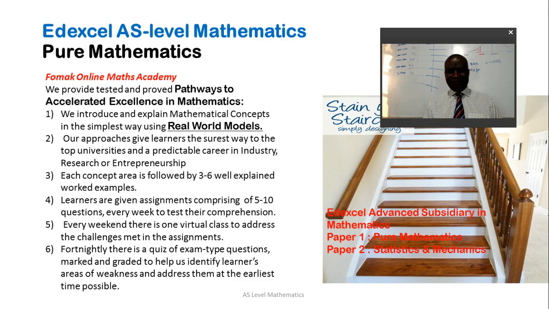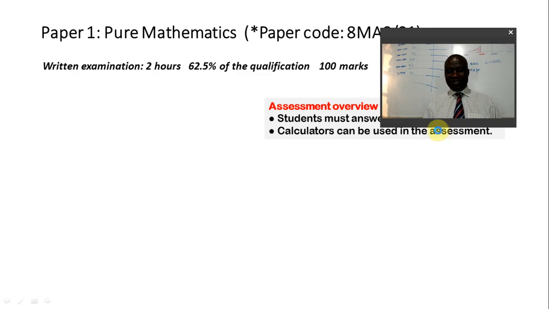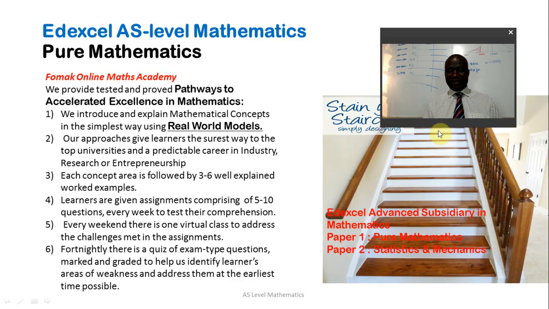Then thereafter, fortnightly, there will be a quiz. The quiz comes from the exam type questions, basically from the past papers or molded past papers. These are marked and graded to help the learners identify their areas of weakness. And once this is done, they are addressed at the earliest time possible, so that as we move together along this ladder to the top grade. And that can only be achieved if we address the challenges as we go on.